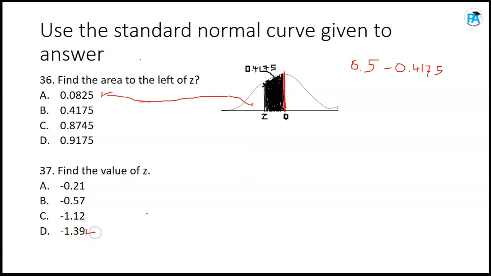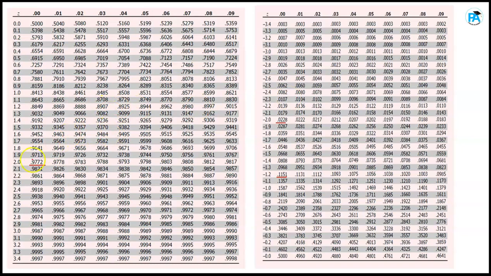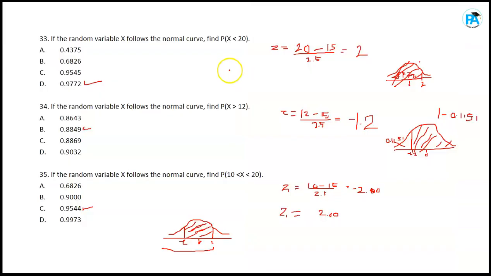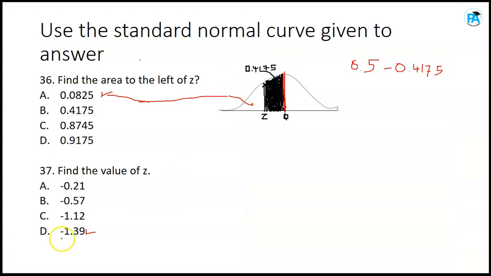Another way of checking it is, you see this 0.4175, you add it to 0.5 here. When you add it to this 0.5, you get 0.9175. So for that one, you check it on the positive Z table, 0.9175. So let's look for it. 0.9177 is here. You can see 0.9177, so you can choose that as the answer for 0.9175. That gives you 1.39. Have you seen that? But since it's at the negative side, you attach negative to it. So -1.39. That's another way of getting it.